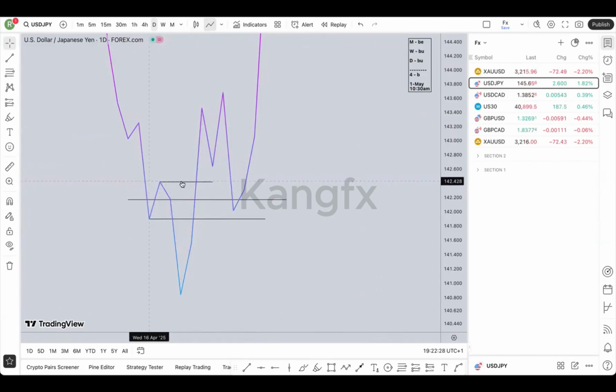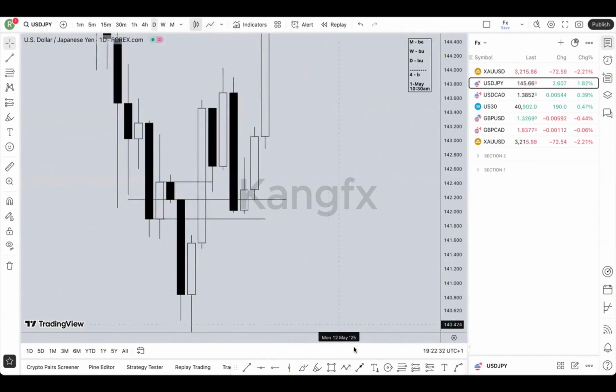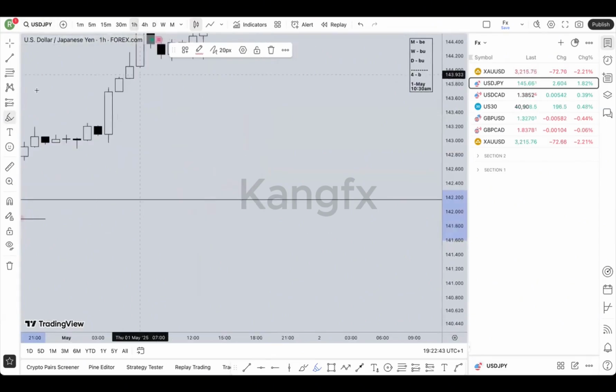You can see this key level here. This was RBS here, so I'm going to mark it. Let's go to 1 hour and see. The first time, this was what it did. The second time, this was what it did. So let's see what the market did on 1 hour.